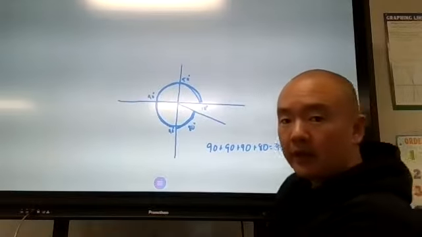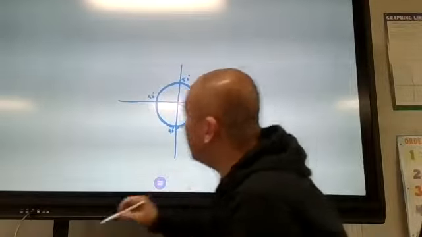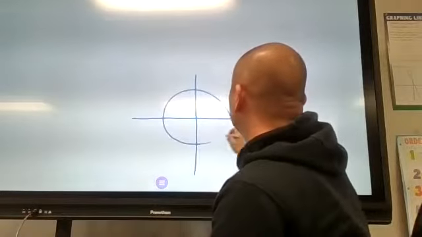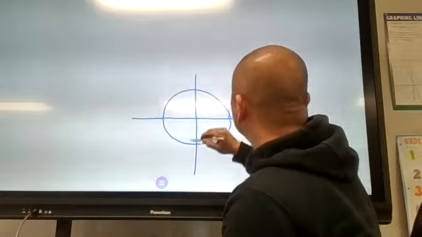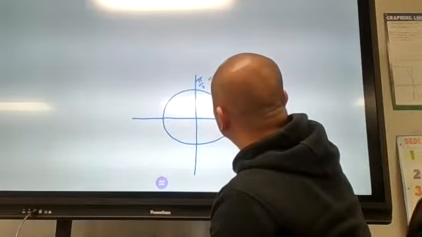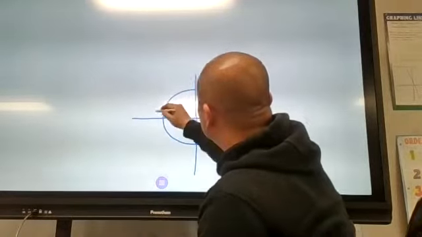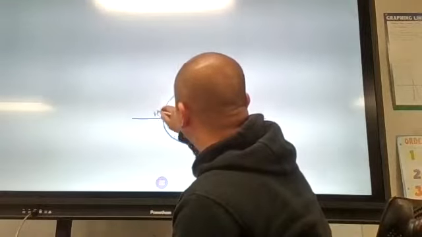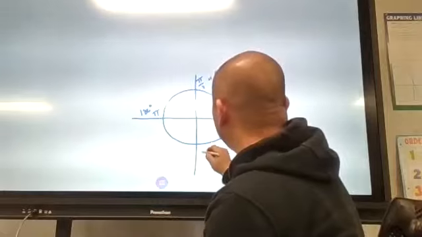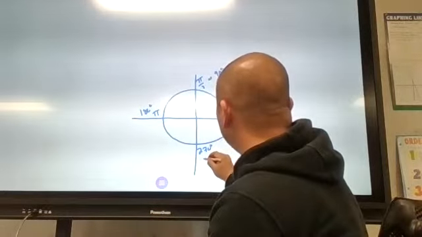Now, you have to remember that when we're dealing with the unit circle, angles are measured in either degrees or radians. In degrees, this starts at 0. This is pi over 2, or 90 degrees. This is pi, or 180 degrees. And this is 270 degrees, or 3 pi over 2.